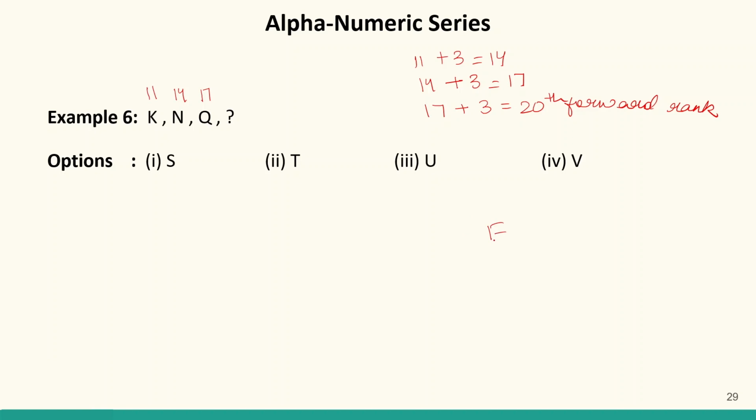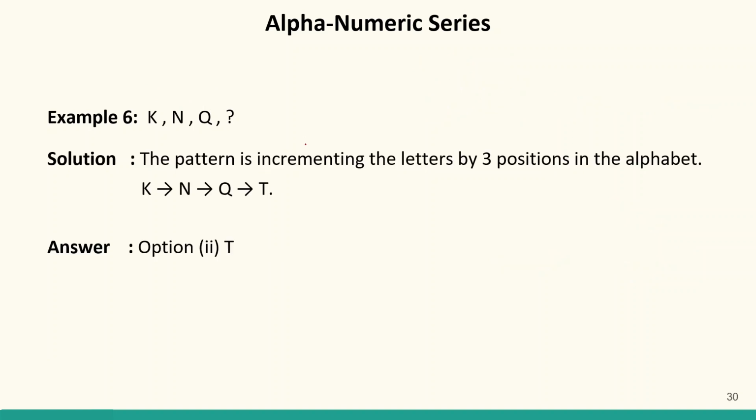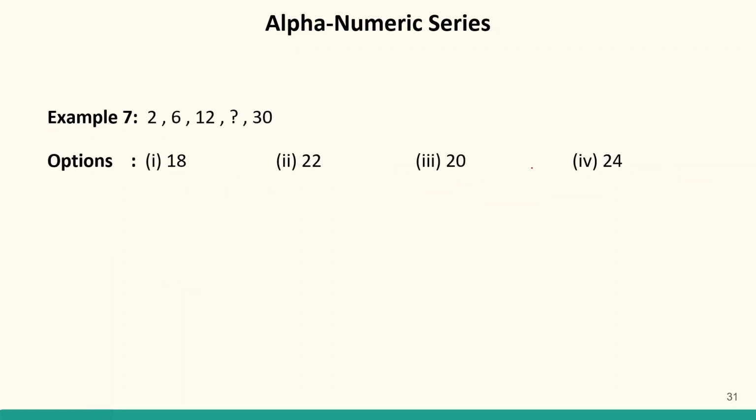So if we follow the shortcut, this was the shortcut, AJOTI, 5, 10, 15, 20, 25. So which one is the 20th rank? T. So this will be your answer. Here is the solution, that the letters are incrementing by 3 positions.